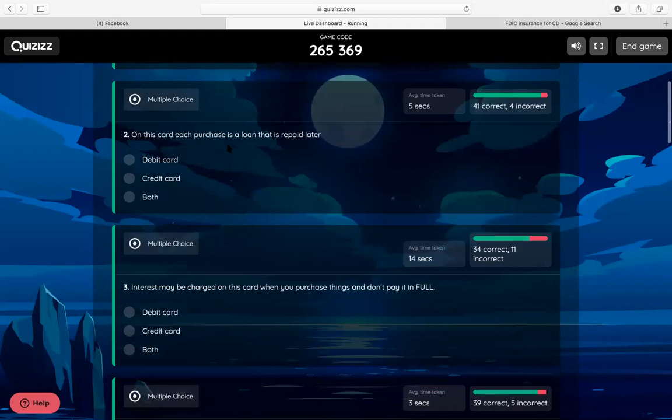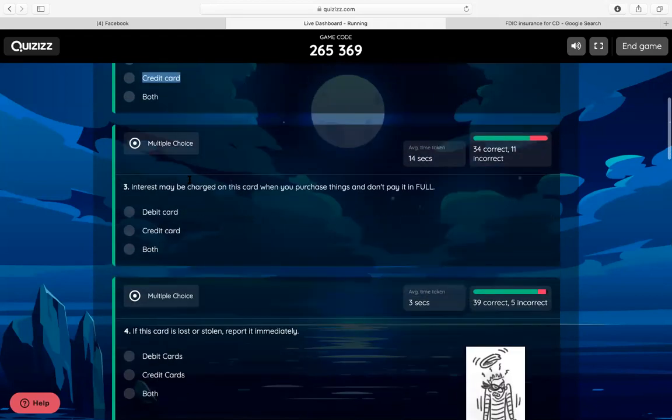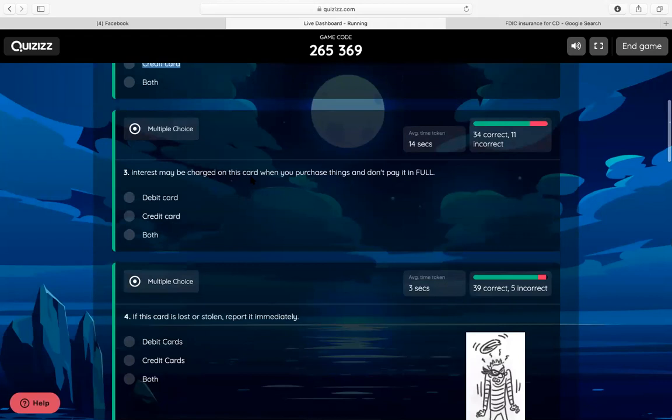On this card, each purchase is a loan that is repaid later. Like I mentioned, credit card is a loan, debit card is not a loan. So it's credit card, the answer. Interest may be charged on this card when you purchase things and don't pay in full. The answer is credit card, okay?